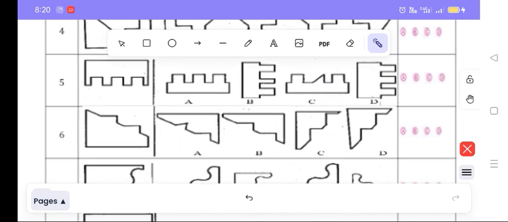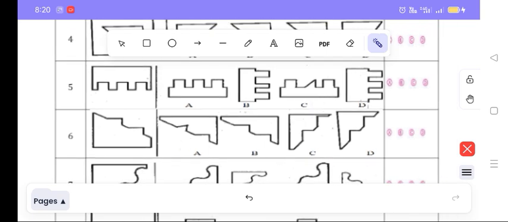C will be the answer for question number 4. See question number 5. It's very simple. See, 3 square parts have been cut out. When you look at that one, in A you can find the square parts. In B they are just like rectangles. In C a triangle part is there. Again in D rectangles are there. For question number 5, A is the answer.